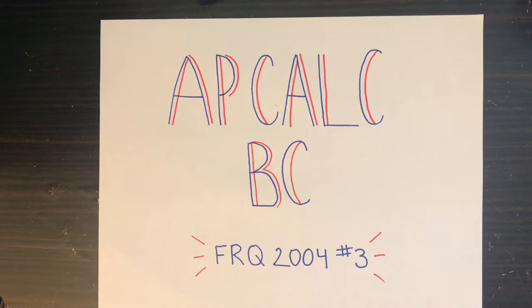Today I'm going to be explaining how to solve problem number 3 on the 2004 AP Calc BC FRQ. This problem is primarily concerned with vectors, which relate x and y coordinates to time.